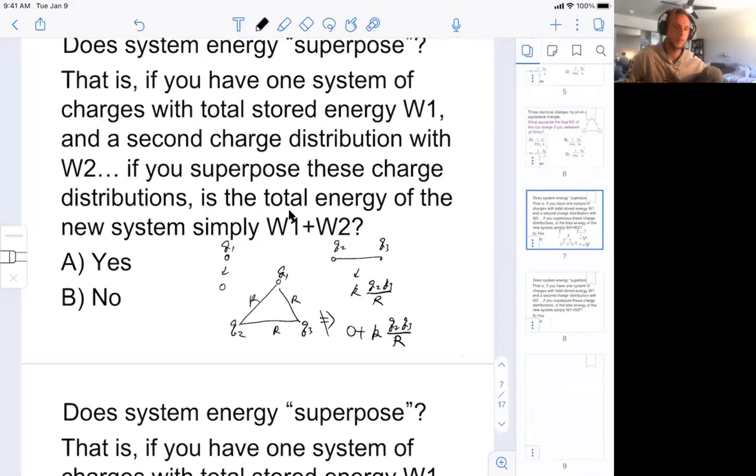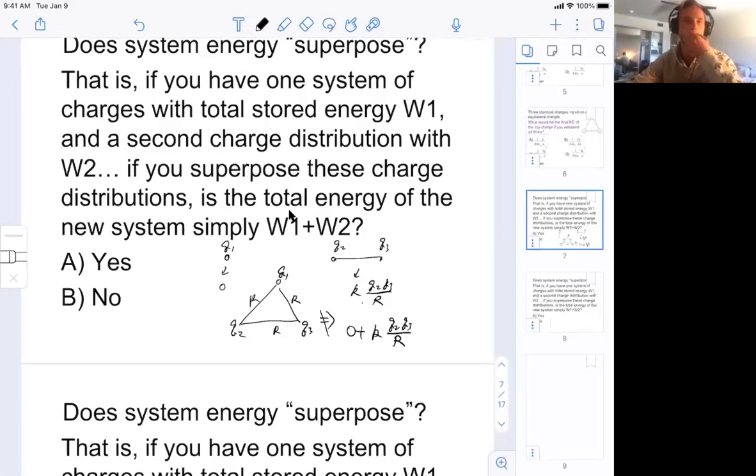So you can see that, yes, Q2 and Q3 have some potential energy, but when you bring them together with Q1, then you need to consider the 2 new pairs, 1 and 2 and 1 and 3. So you end up with more energy than just each of them separately.